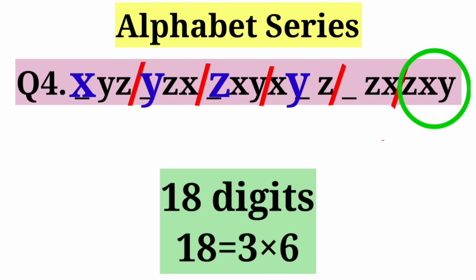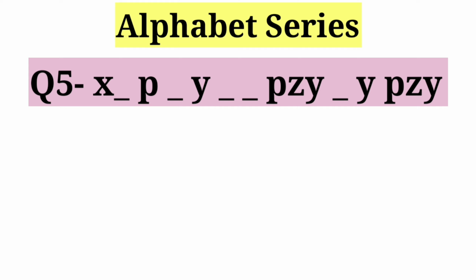Now in the fifth group we see that Z and X are present, so Y is missing. We will complete it by writing Y. So in this type of question, always try to group the digits, then find a common pattern and then solve the question. Now let's move to next question.